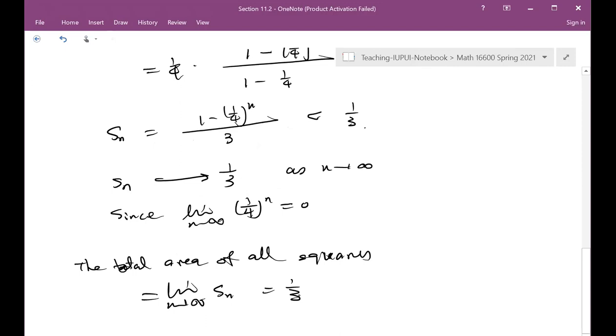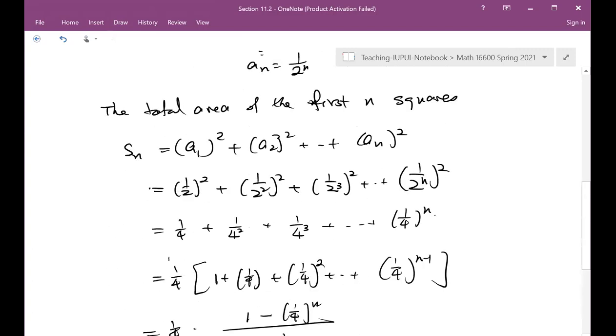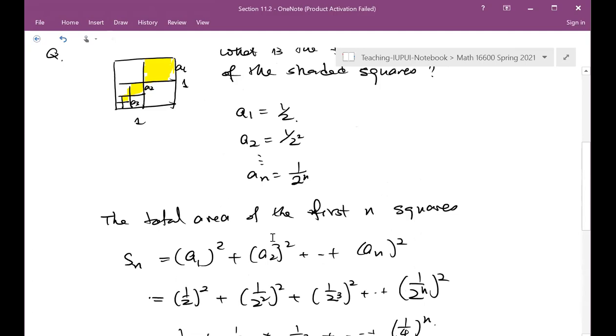Right? The limit includes all the squares. They're getting smaller and smaller and smaller. Okay, so let's go back to the picture. Here we needed the concept of limit.